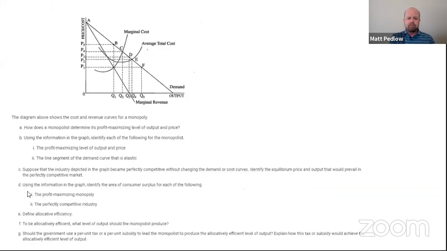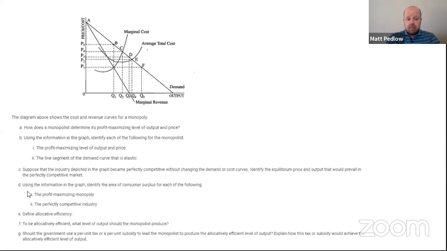So on this one, I know it's kind of small. There's a lot of questions. All I'm going to do is run through the questions with you guys, and then we're done. So it's a monopoly, and it says A, how do they determine the profit maximizing level of output and price? B, identify the profit maximizing level of output and price. So A, they're asking, all right, how do they get it? B, they want to make sure you know exactly where it would be shown on the graph.